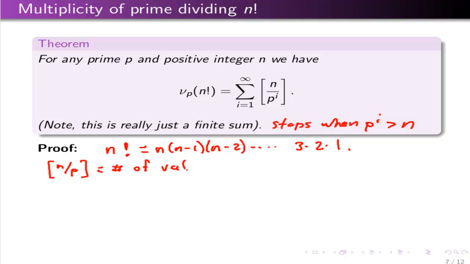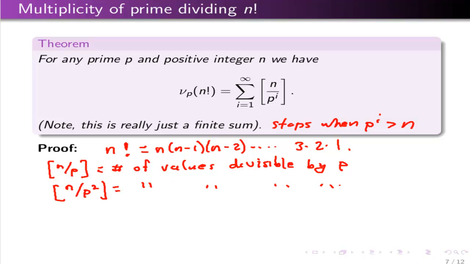of values divisible by p. So the number of values from 1 to n that are divisible by p, floor of n over p squared, is the number of values divisible by p squared, and so on. So in general, floor of n over p to the i is the number of values divisible by p to the i-th power.